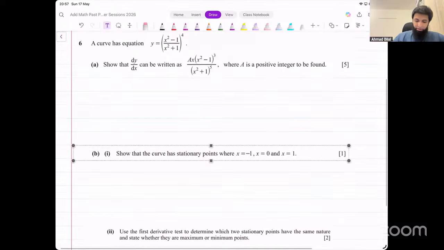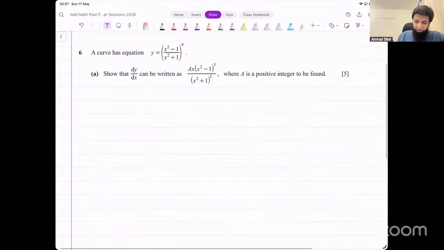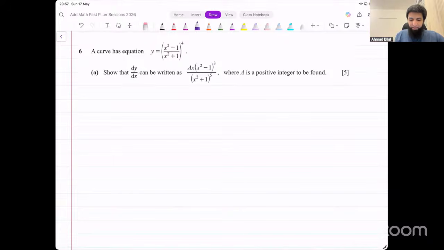Now, first of all, they're saying a curve has this equation. We need to show that dy over dx, that means the derivative of this curve, can be written as this.